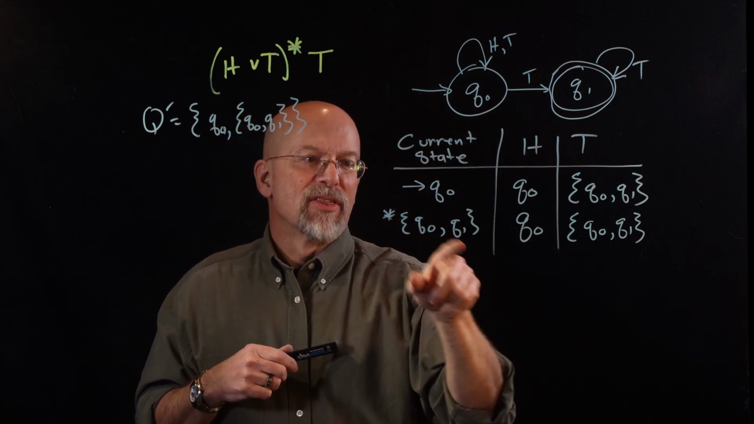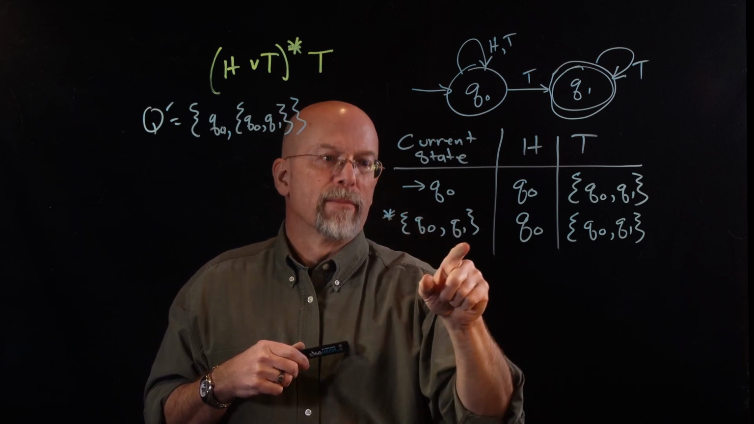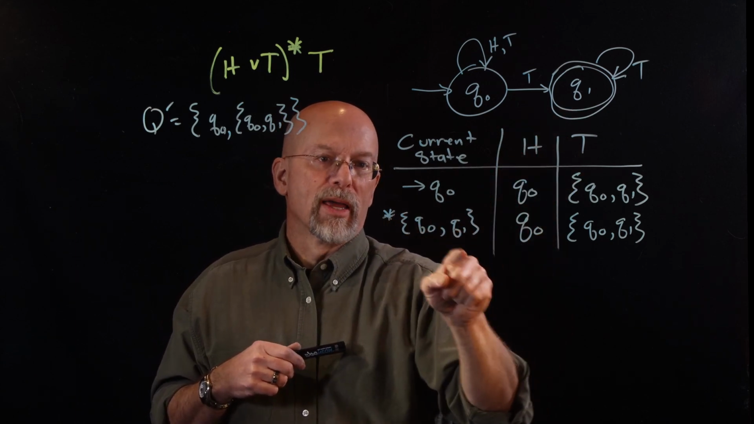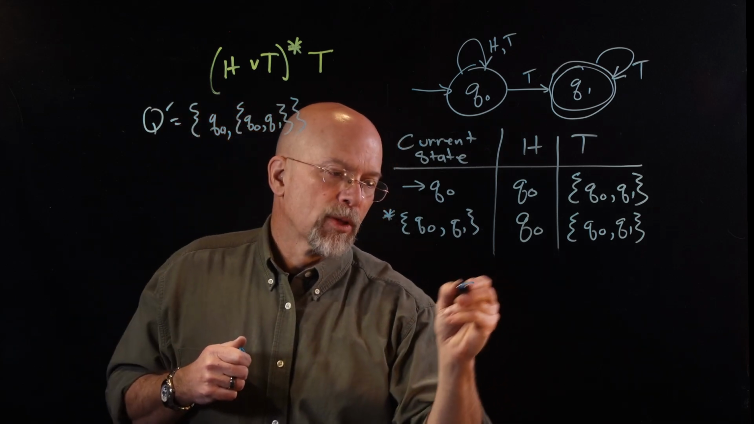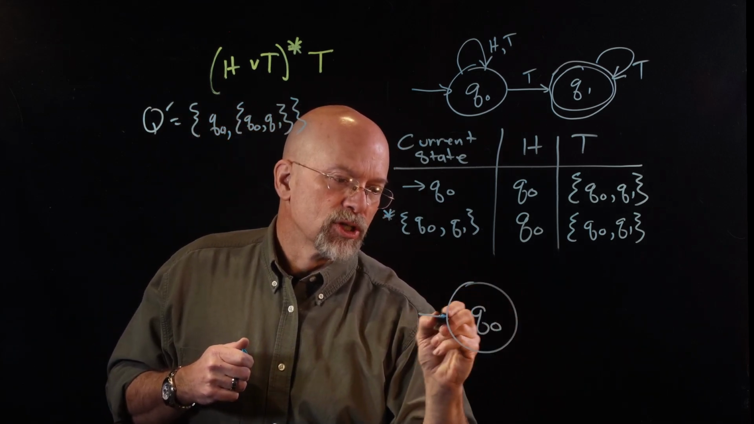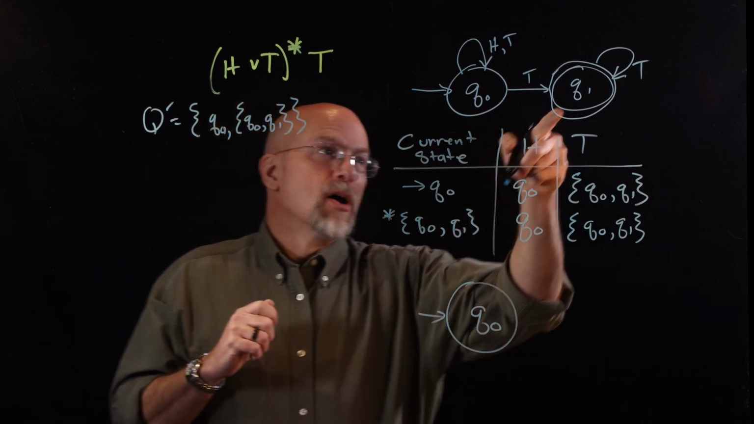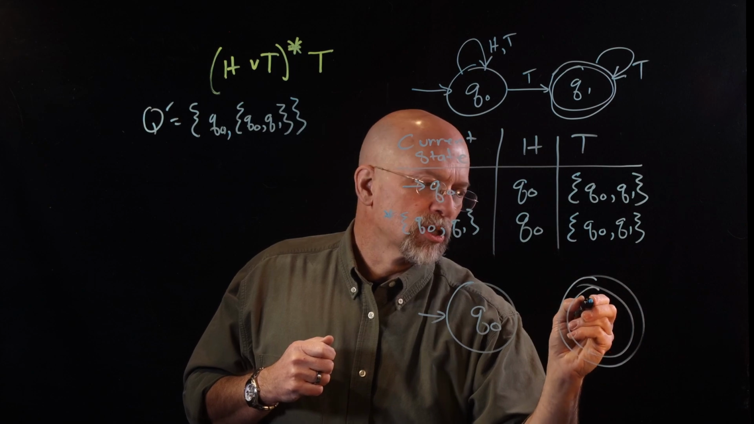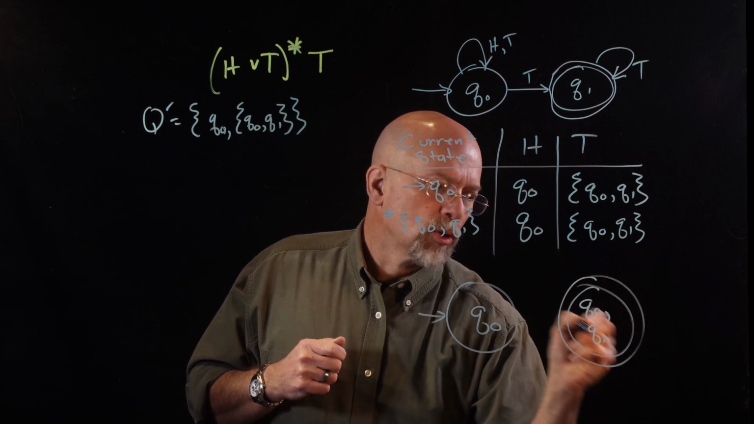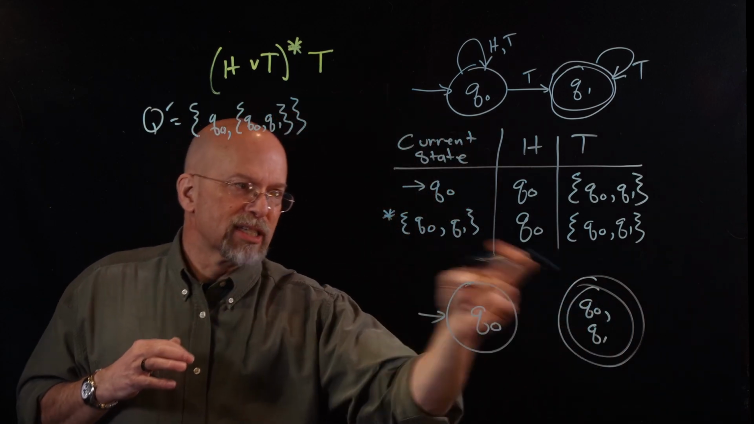But since this new state, Q0, Q1, contains Q1, it too becomes an accepting state. So let's take a look at the state diagram. We've got Q0, which is still our initial state. And now we don't have Q1. What we have is a new accepting state, which is Q0, Q1. All right. This is this new one.